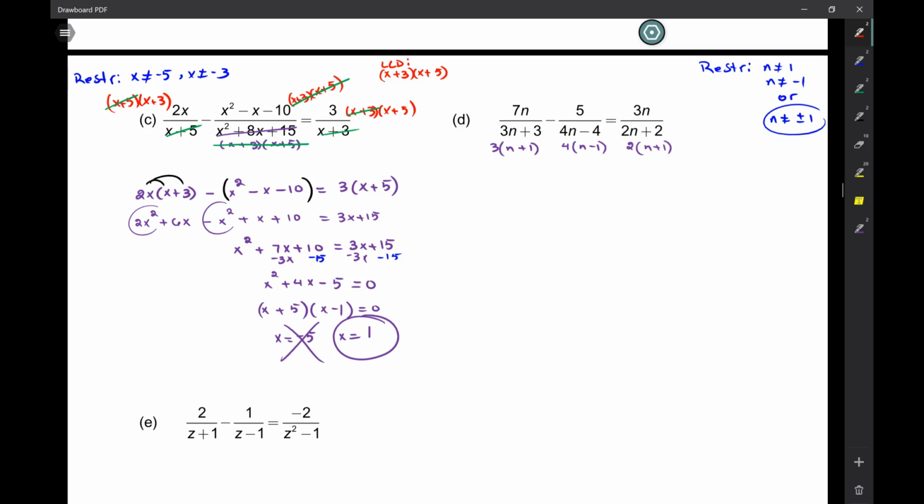You're not able to eliminate? No, you will. Anytime you're solving rational equations, if you can't get rid of the fractions, if you can't get rid of the denominators, you're doing something wrong. Okay? All right. So, what's the LCD here?